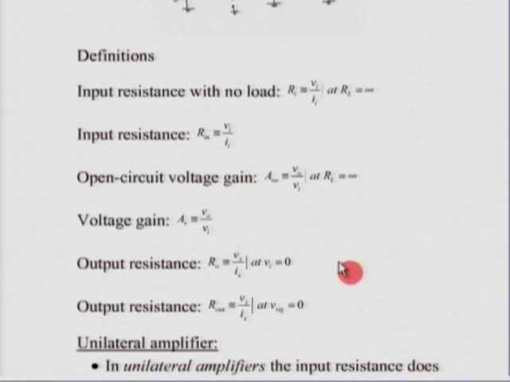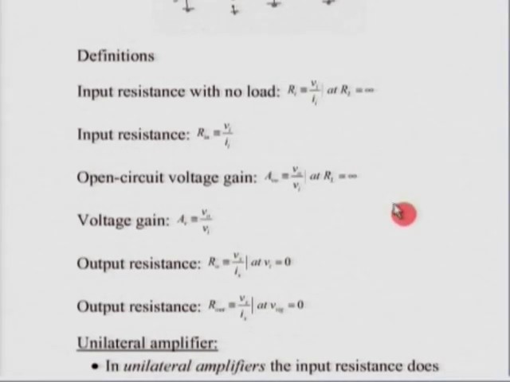What is generally done is, in a simple circuit it is very easy to determine the output resistance, but in complicated circuits we would connect a voltage source called V_x to the output side and find the current flowing, I_x. If that is the case, output resistance R_o will be V_x by I_x at V_i equal to 0, which means the input to the amplifier should be shorted.